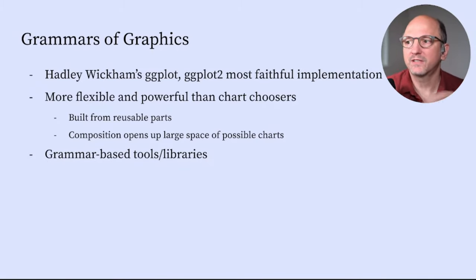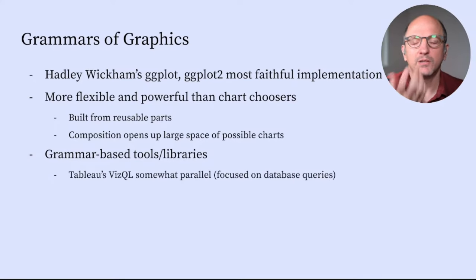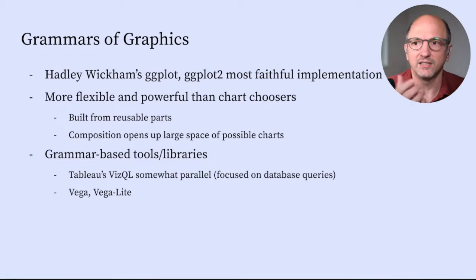And so there are a number of grammar-based tools and libraries. So Tableau being one of them, there's this grammar called VisQL, which is somewhat parallel to the grammar of graphics. It was actually built around the same time, and depending on who you ask, it was influenced by the grammar of graphics or not. But what VisQL was after was to specify both the data representation, the chart, and the database query at the same time. And so that's another grammar-based approach that's not mirroring at all how the grammar of graphics works in the book, but it has its own grammatical structure, and it has its own building blocks that are focused very much on data querying and database style thinking about data.